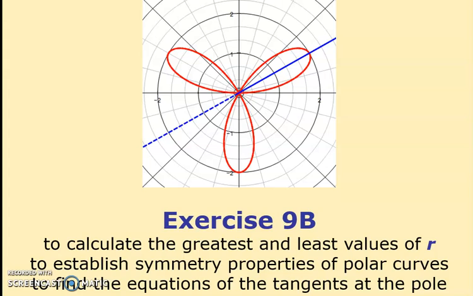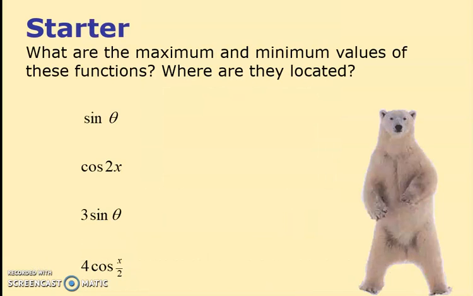There we've got exercise 9b for further mathematicians, looking again at polar graphs, and we've got three particular properties that I want us to look at. Number one is looking at greatest and least values. Number two is to look at symmetrical properties of graphs, i.e. when can we prove that a polar graph is symmetrical, and also what the equations of the tangents at the pole are. So if we just have a look at these three things.